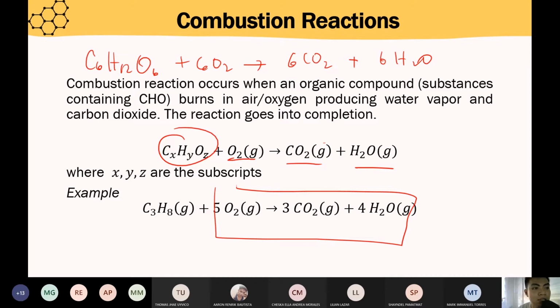Okay, so again, keep in mind for combustion reaction, some molecules are fixed already, such as the oxygen, carbon dioxide, and water. Ang nagbabago na lang is your CxHyOz. Okay, so we call this the fuel, or organic molecule. Ang babaguhin mo lang ay ang subscripts and balance mo na lang siya.